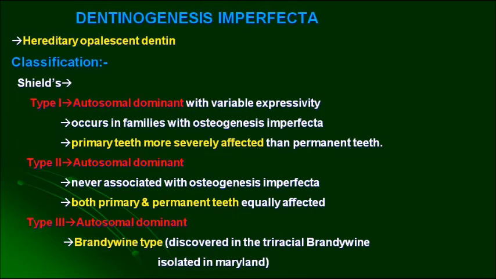It is a special localized type which was discovered in Brandywine, which is isolated in Maryland. So these are the three different types according to Shield classification. So I repeat, dentinogenesis imperfecta, otherwise known as hereditary opalescent dentine. According to Shield classification, there are three types. Type 1 is primarily affecting the deciduous tooth. Type 2, both the deciduous and the permanent tooth are equally affected. And type 3 is the Brandywine type.